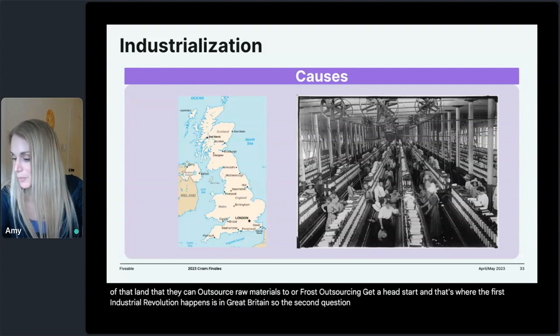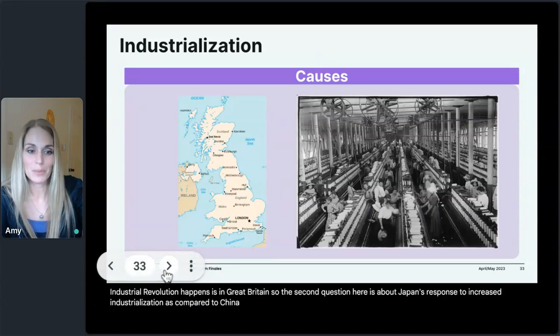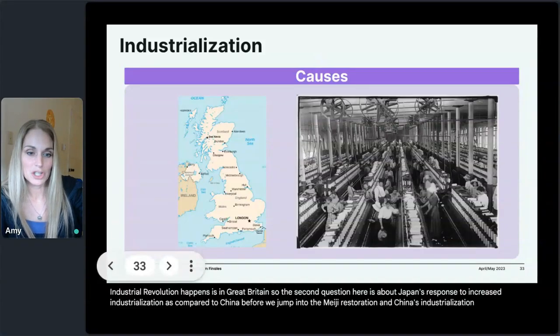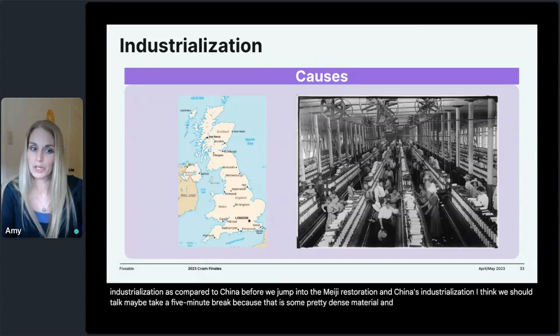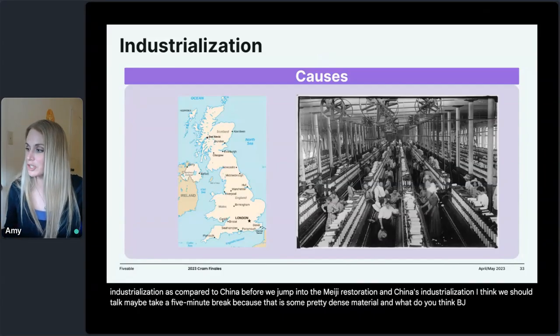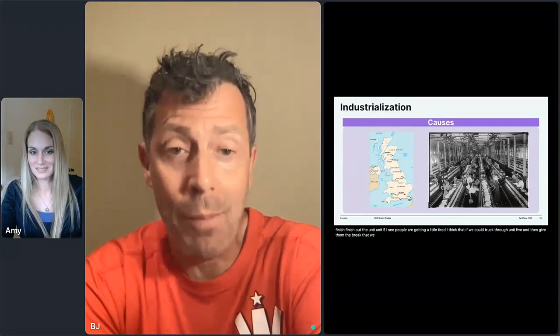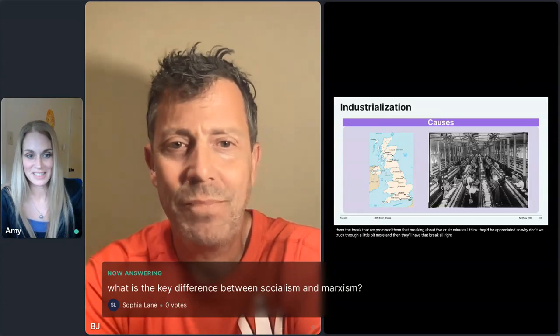So the second question here is about Japan's response to increased industrialization as compared to China. Before we jump into the Meiji Restoration and China's industrialization, I think we should maybe take a 5-minute break, because that is some pretty dense material. What do you think, BJ? Or do you want to finish out Unit 5? I see people are getting a little tired. I think that if we could truck through Unit 5 and then give them the break we promised them in about 5 or 6 minutes, they'd appreciate it. So why don't we truck through a little bit more, and then they'll have that break. All right, let's do it.